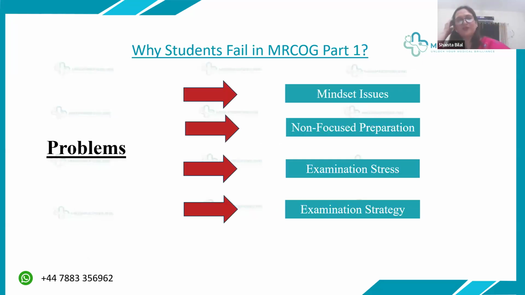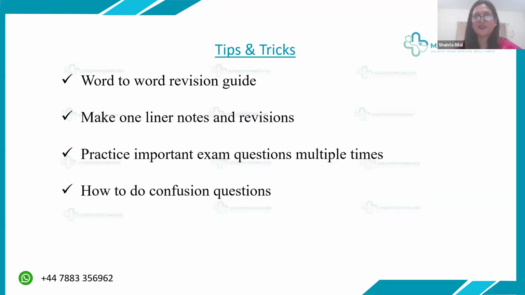Now I will tell you why students fail the Part 1 exam. Because there are some mindset issues, family tensions and problems, and non-focused preparation. They think that the exam is very easy and they will just study superficially, not in detail, and go for the exam. No, when you are preparing for the exam, you should give your full preparation. And there is definitely exam stress and sometimes examination strategy.